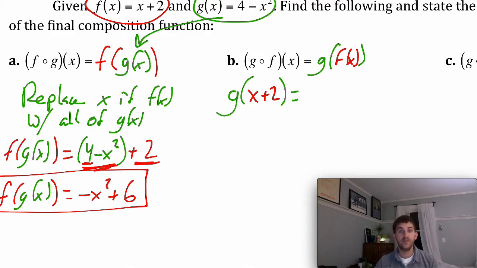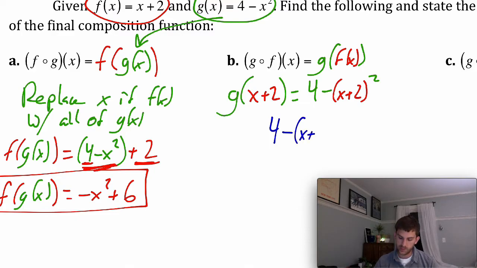So originally g of x was 4 minus x squared, but now it's going to be 4 minus, replacing x with x plus 2, squared. So we're replacing x with x plus 2. Now we're going to clean that up a little bit. I'm going to switch to blue because now it's going to be a combined function. We got 4 minus x plus 2 squared really means x plus 2 times x plus 2.